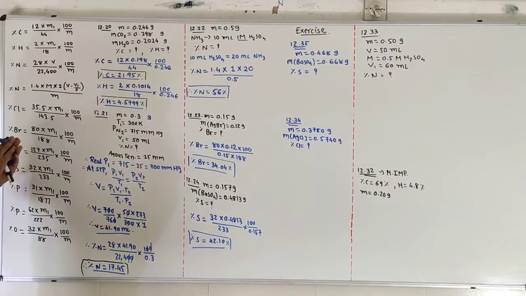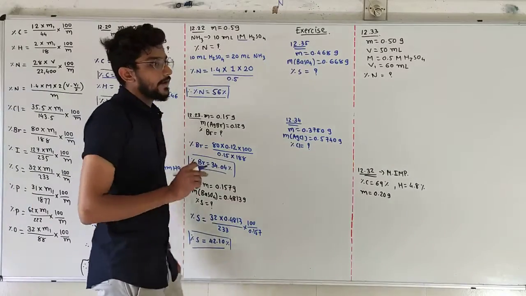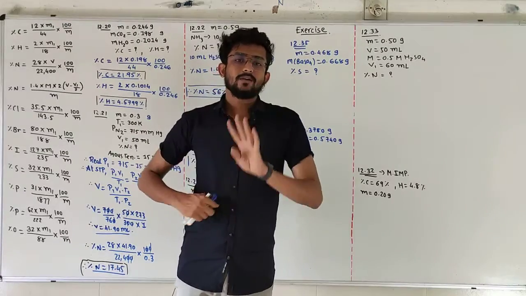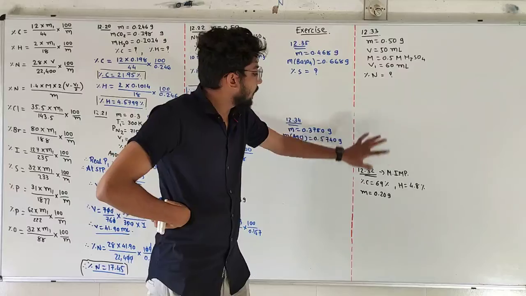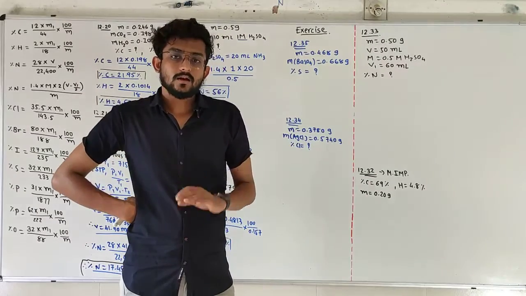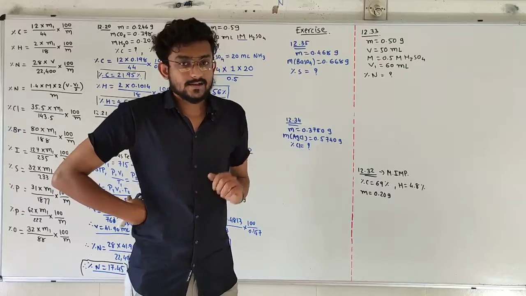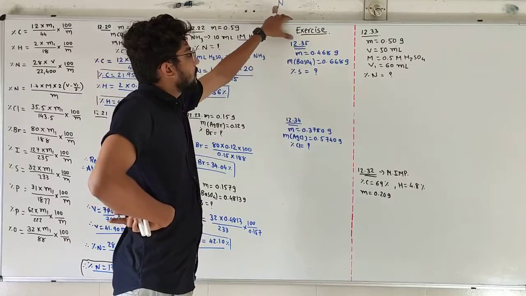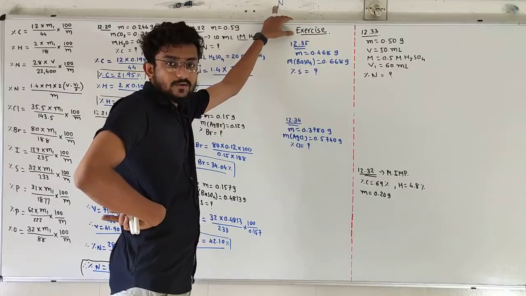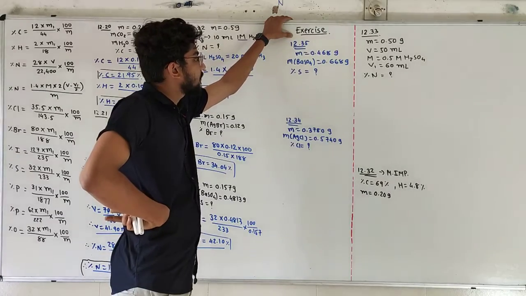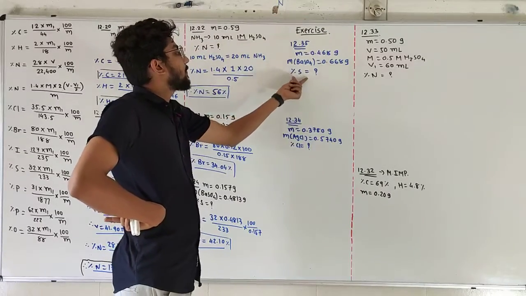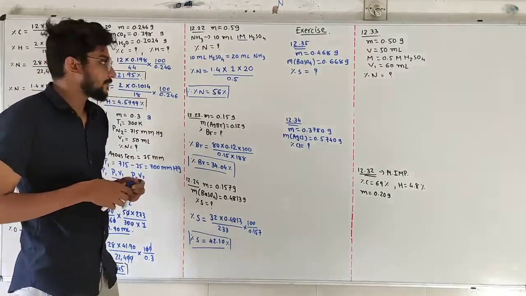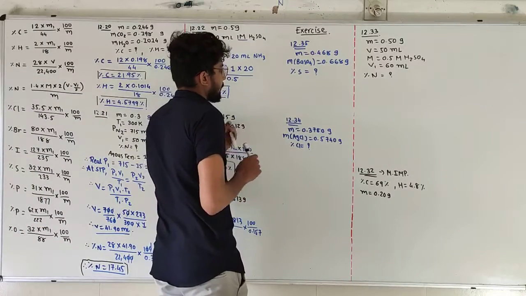So those were the examples given and calculated in your textbook. Now we are going to discuss 4 different sums given in the exercise of chapter 12. So the first sum is sum number 12.35, the 35th sum from your exercise. Here we have to calculate the percentage of sulfur like we calculated over here. Same sum but with different values. So let's calculate the percentage of sulfur.